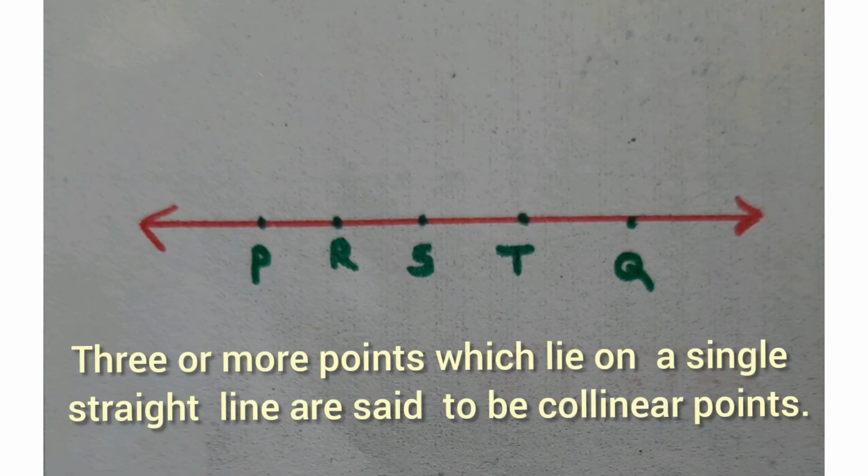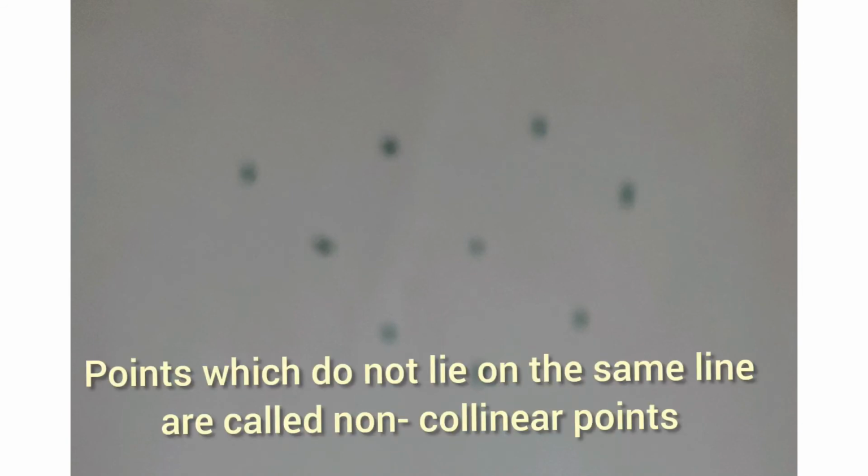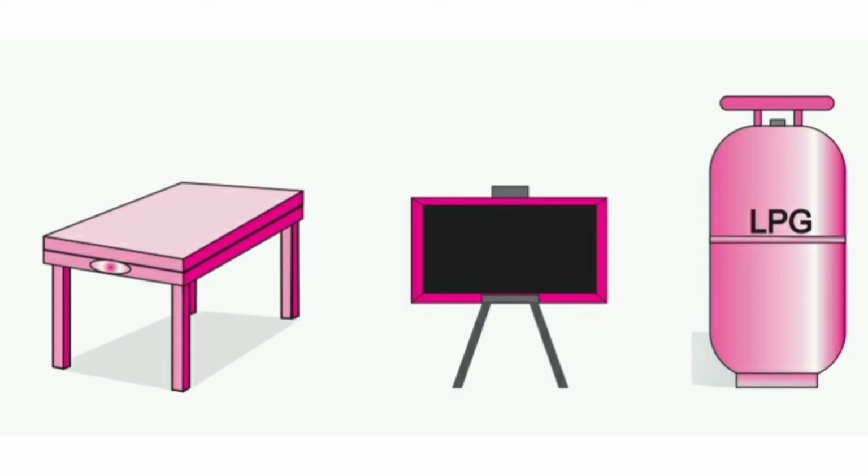3 or more points which lie on a single straight line are said to be collinear points. Points which do not lie on the same line are called non-collinear points.